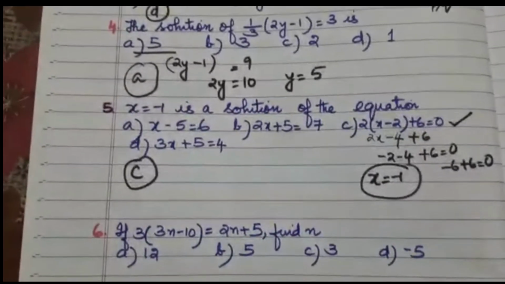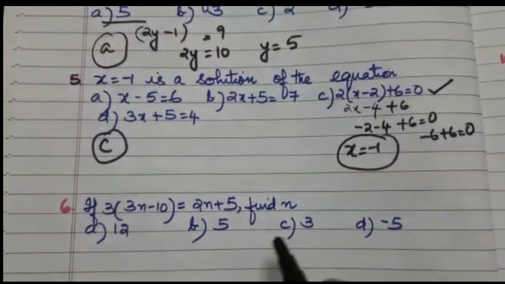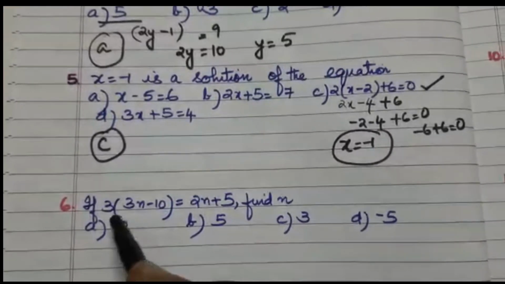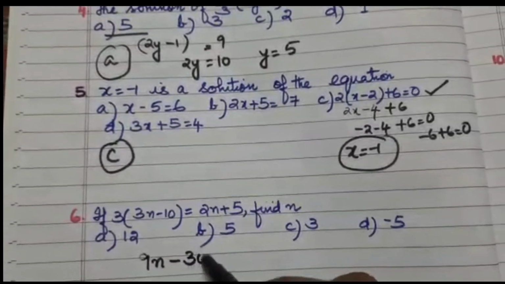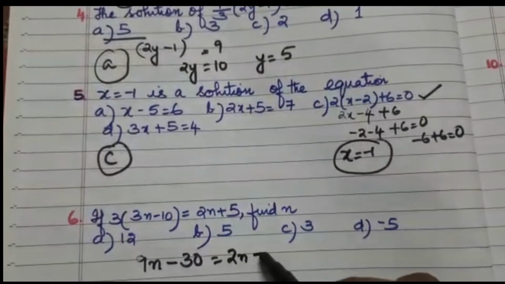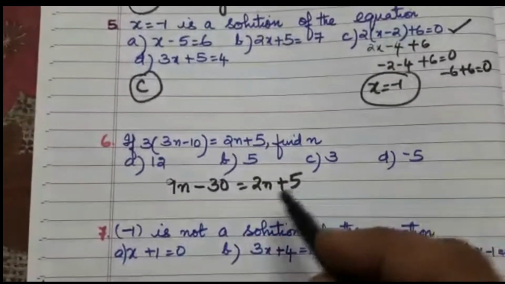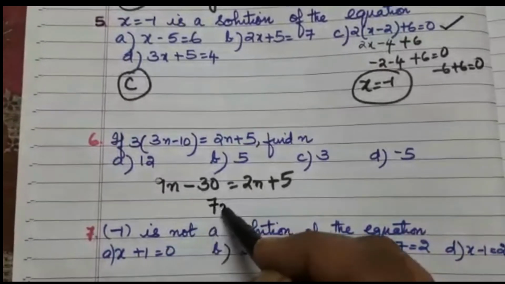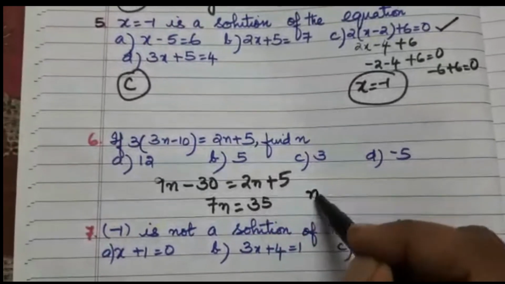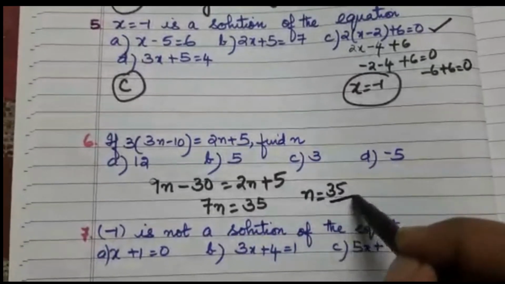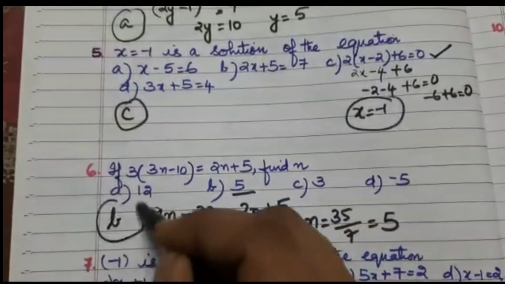Then, if 3 into 3n minus 10 equal to 2n plus 5, find n. Again solving it: 3 into 3n is 9n, minus 3 into 10 is 30, equal to 2n plus 5. Variable to one side and numericals to the other side. So 9n minus 2n is 7n equal to 5 plus 30, that is 35. So n is equal to 35 upon 7, that is 5. Which one is it? B. So the answer is B.